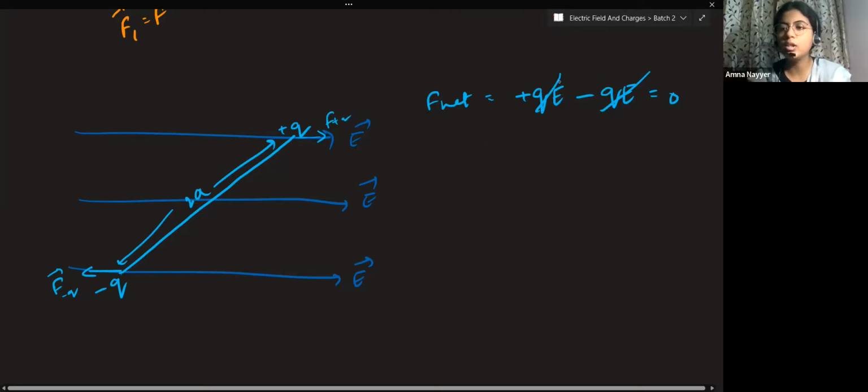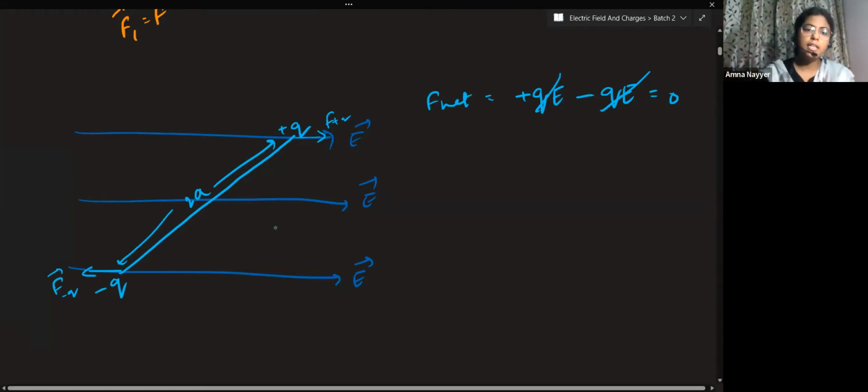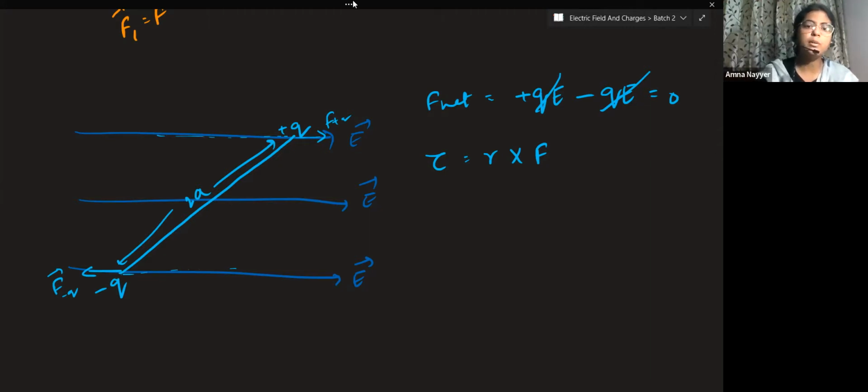Now if we talk about torque, you remember from your 11th standard rotational classes that torque is the rotational analog of force. In rotation, instead of writing force, we use torque. The basic formula for torque is r cross F, where r is the perpendicular distance and F is the force. If this is the line of action, I have told you the line of action is where the force acts. So I have to drop a perpendicular.